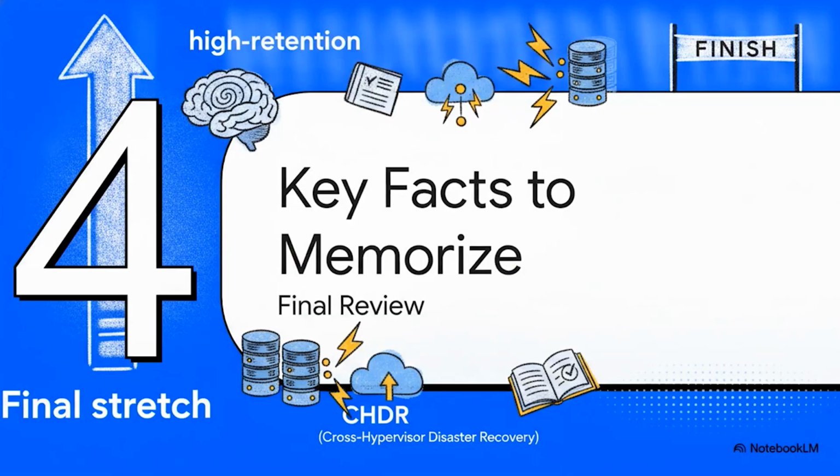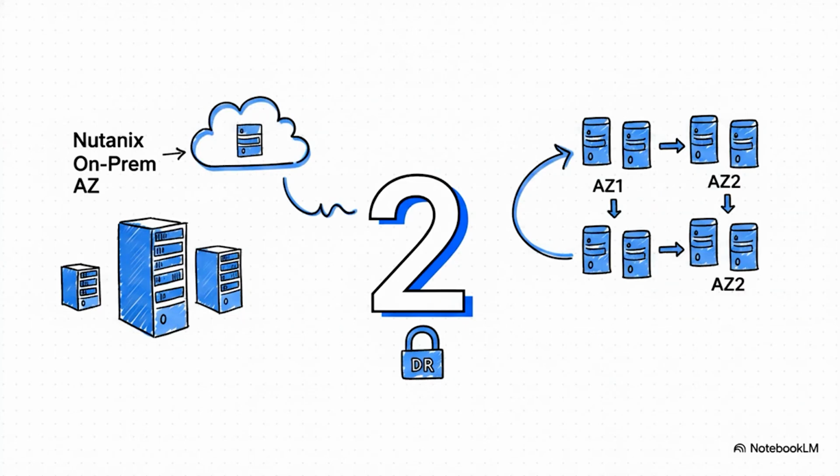Section 4. Key facts to memorize. We're in the home stretch, so let's do a rapid-fire review. 2. That's it, just 2. That is the absolute maximum number of different Nutanix clusters you are allowed to have in a single CHDR setup. It doesn't matter if they are sitting in the exact same AZ, or if you've got one on-prem and the other way out in a Nutanix Cloud AZ. You simply cannot exceed 2 clusters in this specific disaster recovery arrangement.